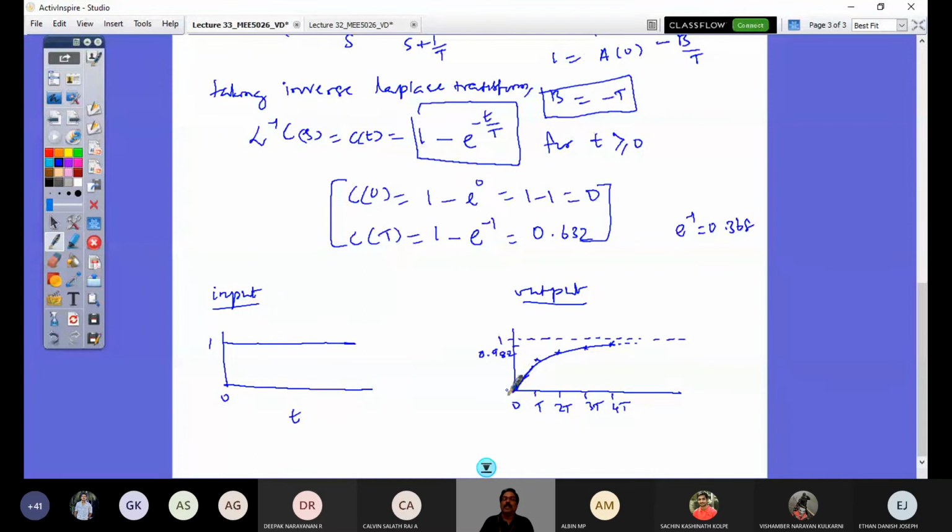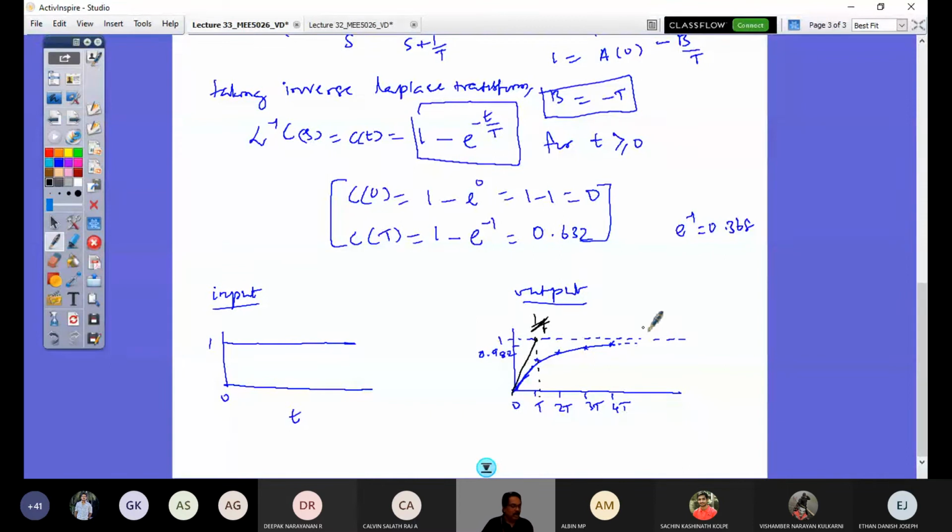Just a minute. Let me take black color. If I draw this slope here, this is 1 by T. Right? So if I draw the slope here, the slope is gradually changing, and when the slope is 0, then it is at steady state. So this is how the response comes.